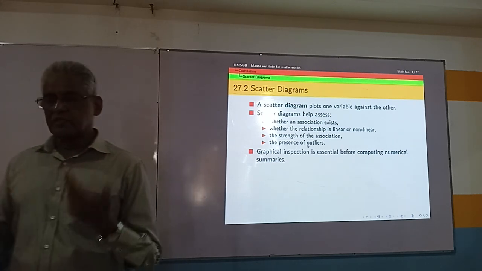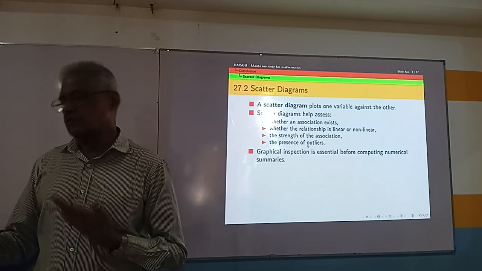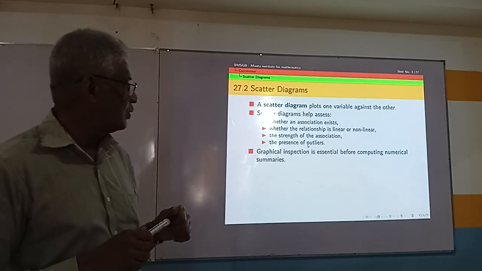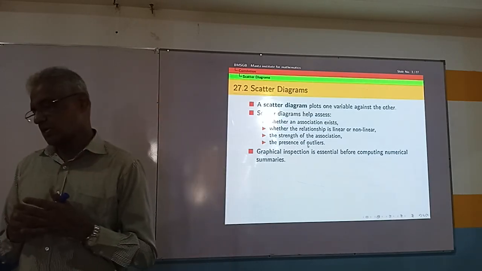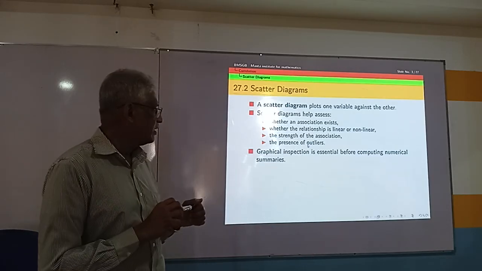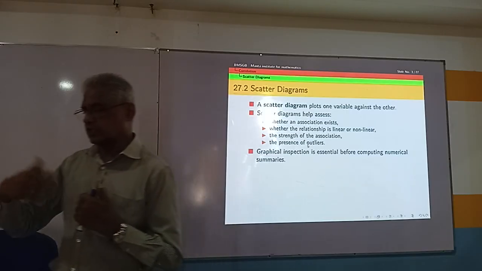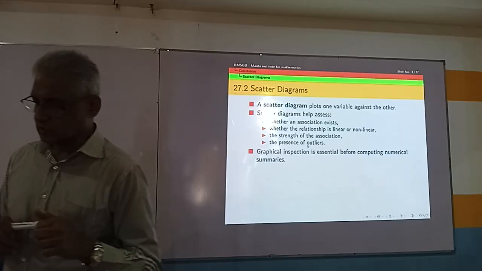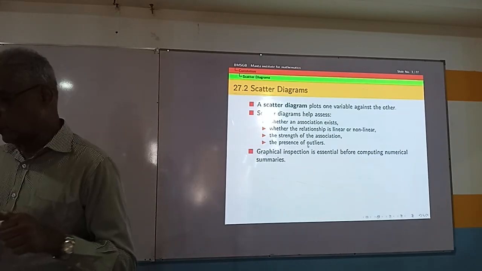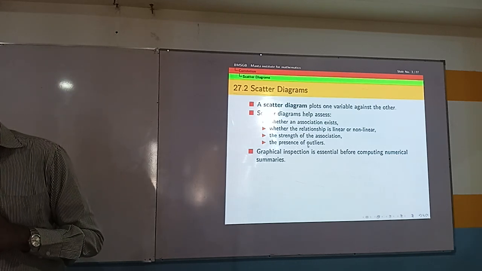You can see whether there is a relationship, and if there is, whether that relationship is linear or non-linear, and whether the relationship looks strong or weak. So many things can be seen from a graph. Also whether there are outliers can be seen, right? These are important things when you are interpreting the correlation. So graphical inspection is essential before computing any numerical summary like Pearson's correlation coefficient.